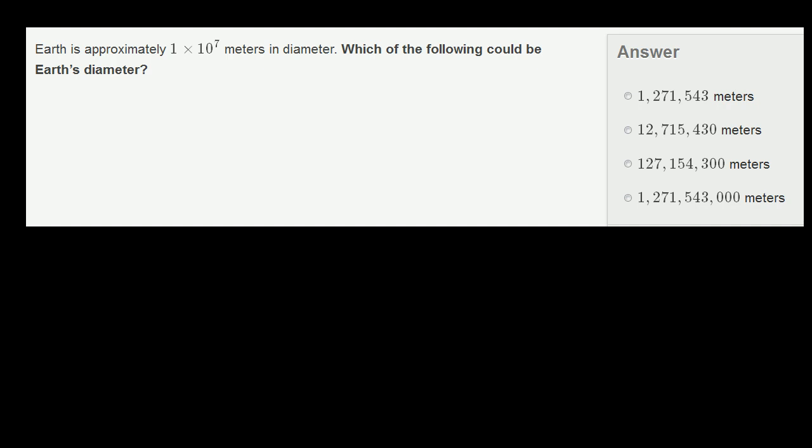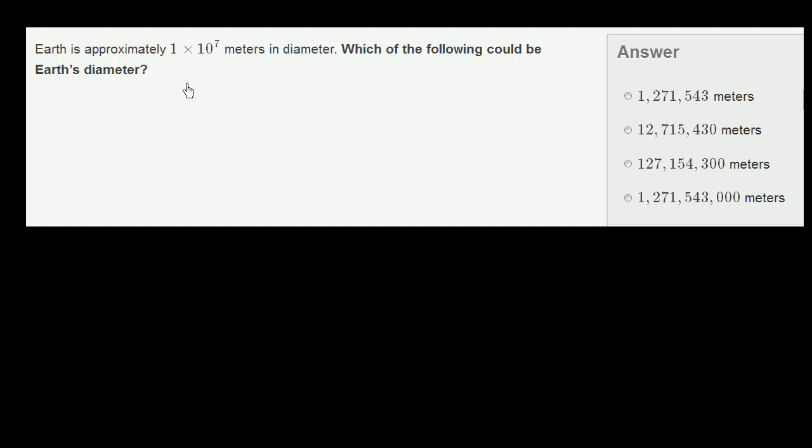Let's do a few more examples from the orders of magnitude exercise. Earth is approximately 1 times 10 to the 7th meters in diameter. Which of the following could be Earth's diameter? So this is just an approximation. It's an estimate. And they're saying which of these, if I wanted to estimate it, would be close to 1 times 10 to the 7th.